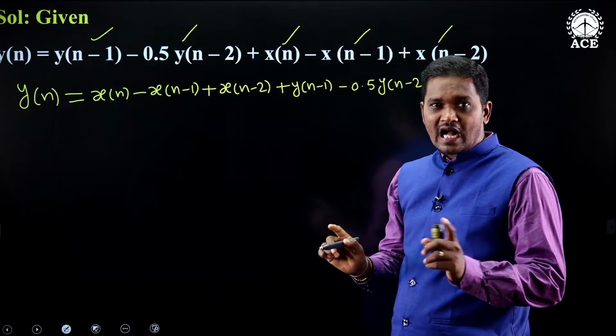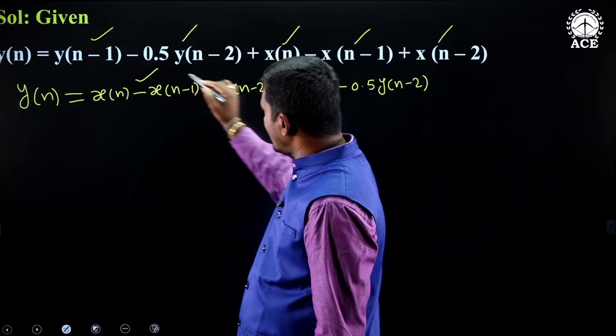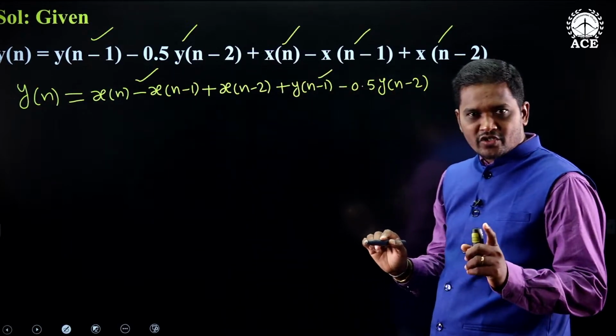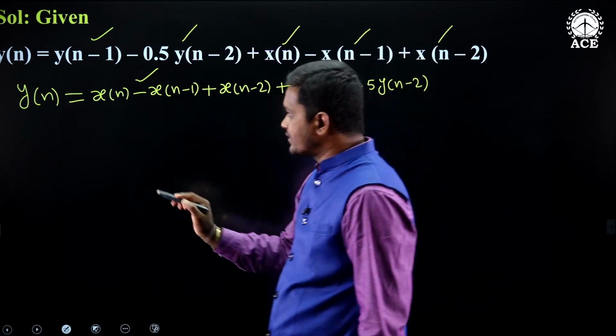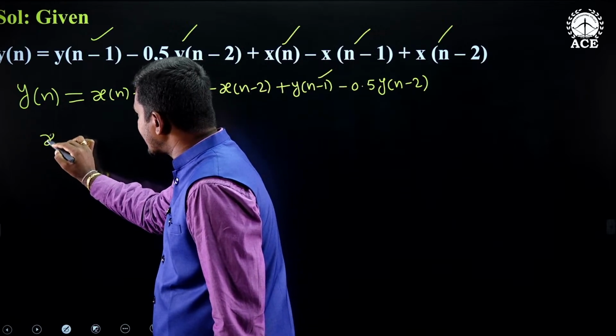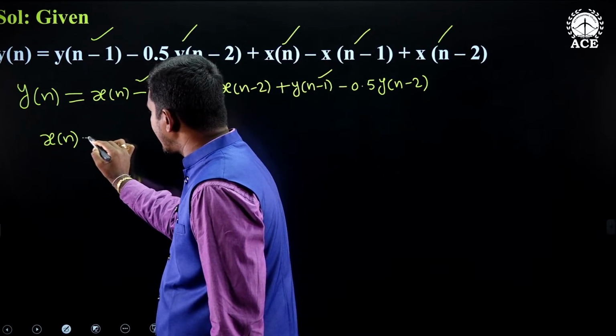LHS should be y of n, RHS should be first x terms, after that write the remaining y terms. Okay, understood? Next, how to realize this difference equation? Look here now. See, x of n is readily available.